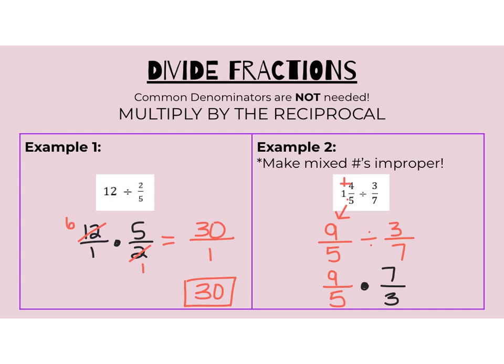Now I can't cross-cancel with the 7 and the 5, but 3 can divide evenly into 3 and 9. So 3 divided by 3 is 1, and 9 divided by 3 is 3. Multiplying across, we get 21 over 5. But if I wanted to write this improper fraction as a mixed number, I would say, how many times does 5 go into 21? Well, 5 times 4 is 20, plus 1 left over would give me the mixed number answer of 4 and 1/5.